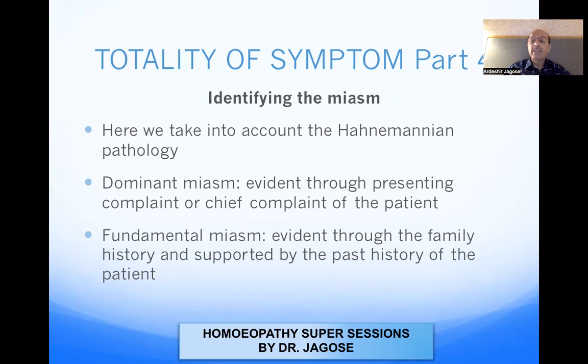So the fundamental miasm is the basic miasm where the disease gets its nourishment to activate, to grow, to become stronger, and for the progression of the disease. So the fundamental miasm is the soil on which the disease will thrive and grow. Therefore, you have to identify that correctly. And second is the dominant miasm, evident through the chief complaint or the presenting complaints of the patient. So totality will help you to identify both the fundamental miasm as well as the dominant miasm of the patient.